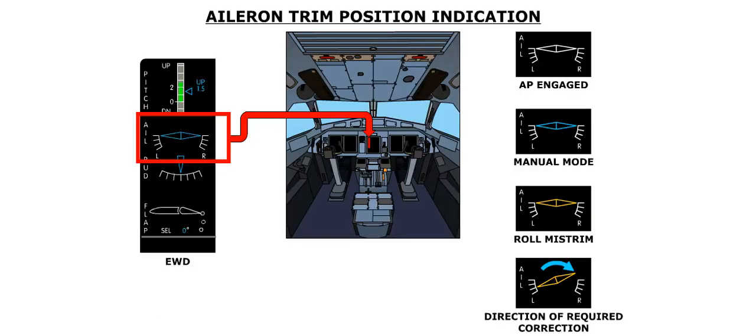Aileron trim position is indicated on the upper, left-hand side of the EWD. The position indicator is displayed in white when the autopilot is engaged. The indicator is cyan when operating the aircraft manually. Amber indicates that there is a roll miss trim when the autopilot is engaged. A cyan arrow indicates the direction of the required correction.